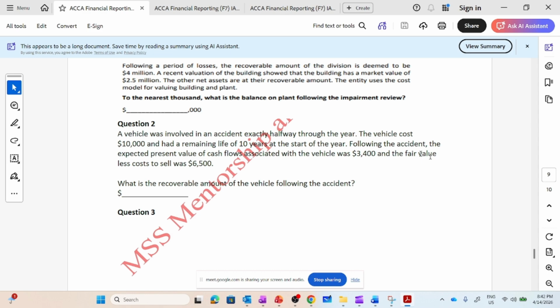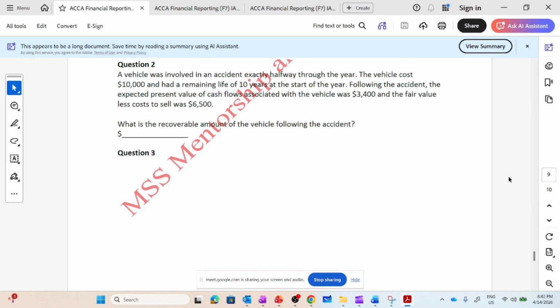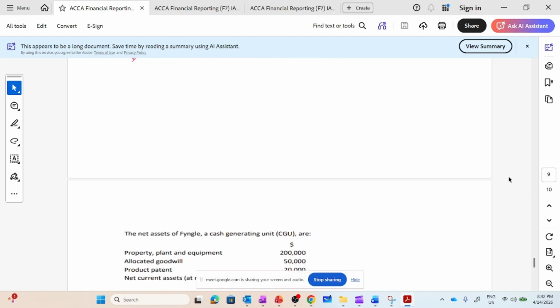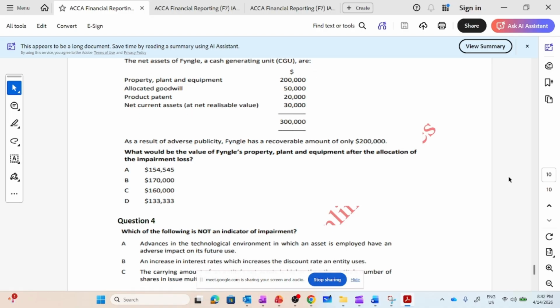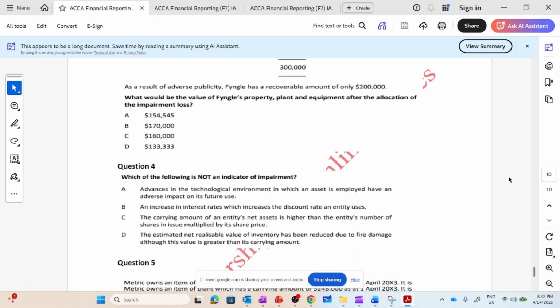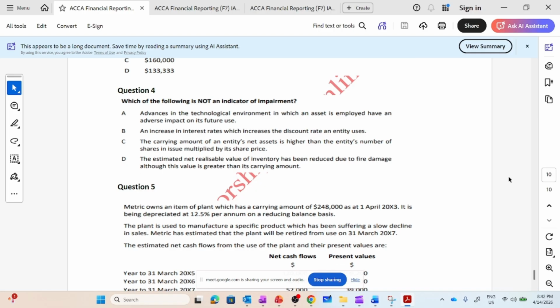Simple. So any question, before I move to another accounting standard? The remaining solution, you can find it from the recording session. Any question? No, sir. Look at this one, very simple. Any question? No, sir.